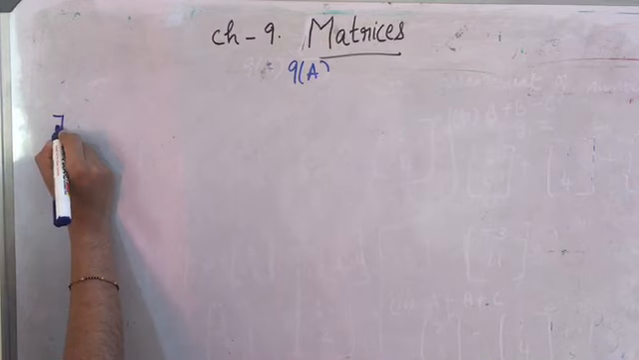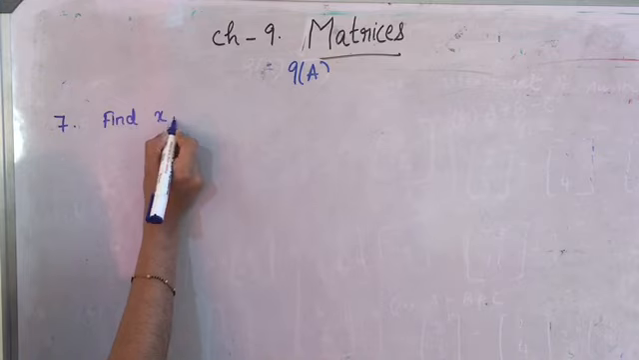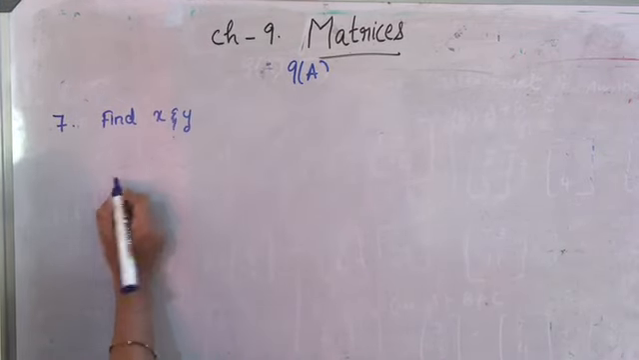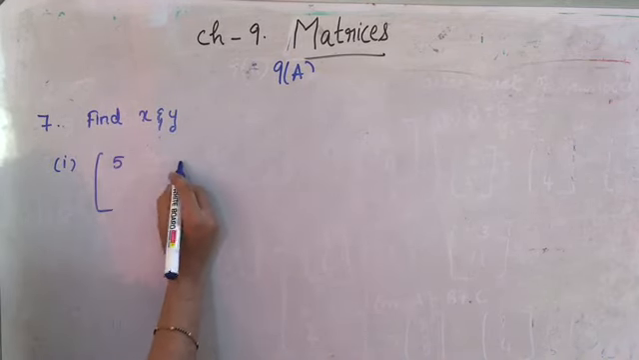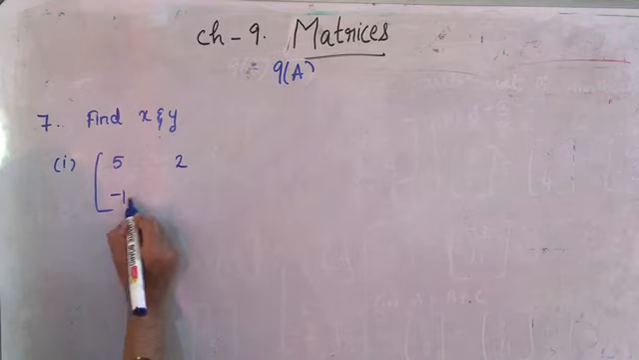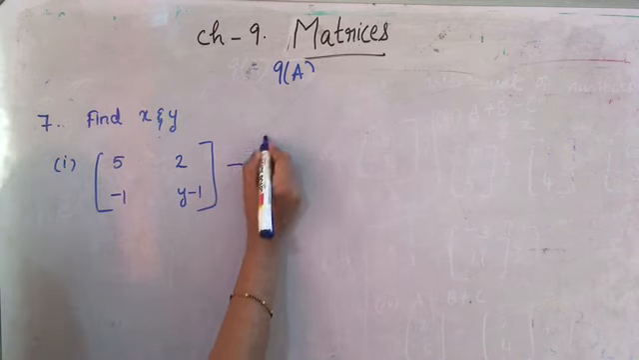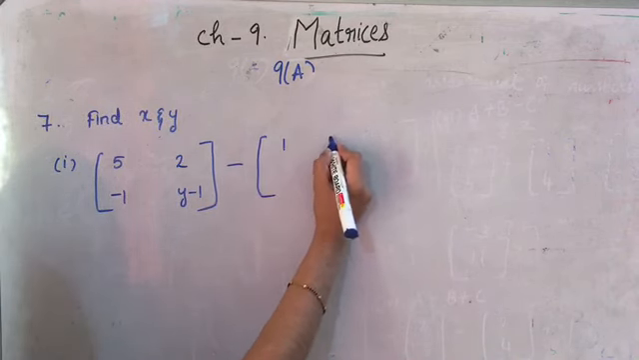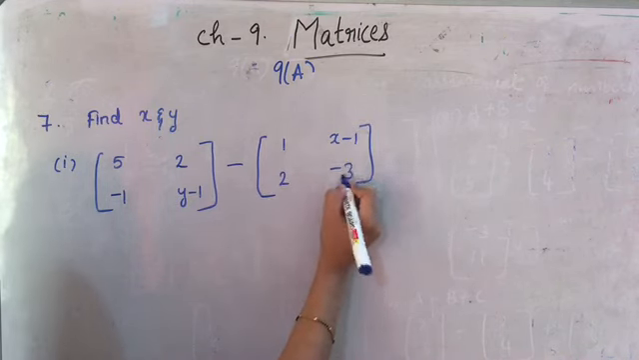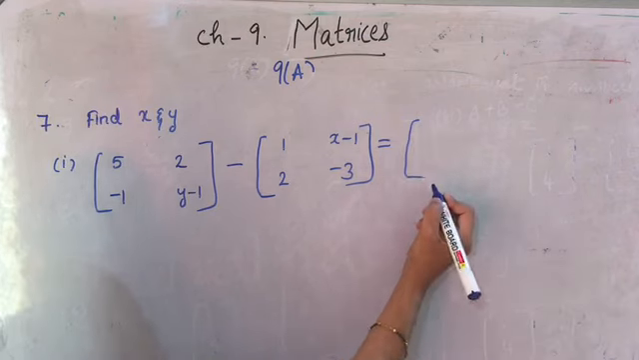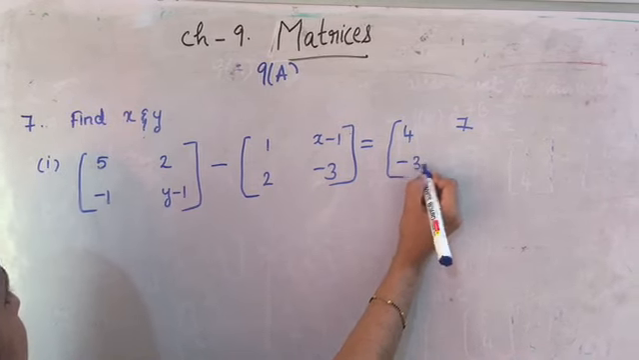Now I will be doing the seventh question. Find x and y. The first question is [5, 2; -1, y-1] minus [1, x-1; 2, -3] equals [4, 7; -3, 2].